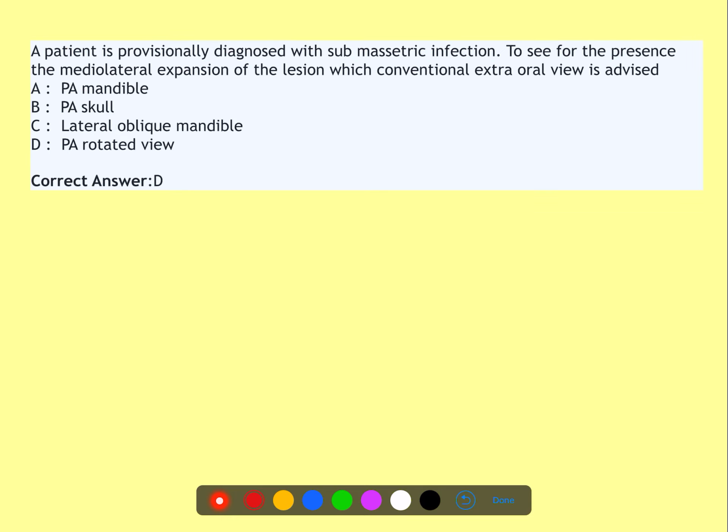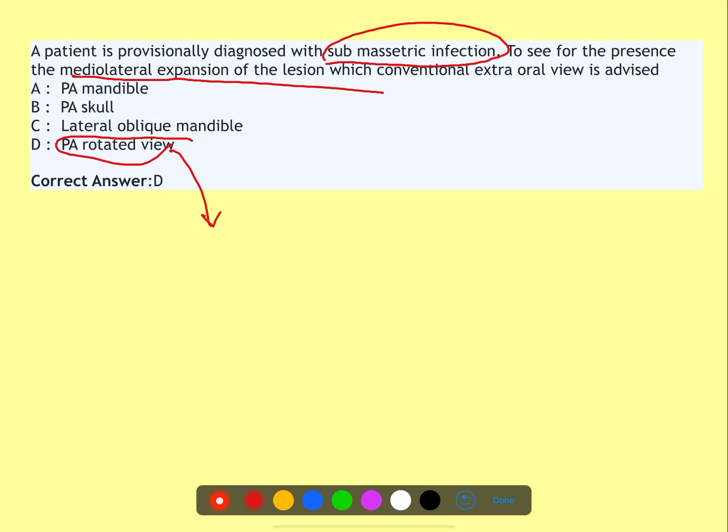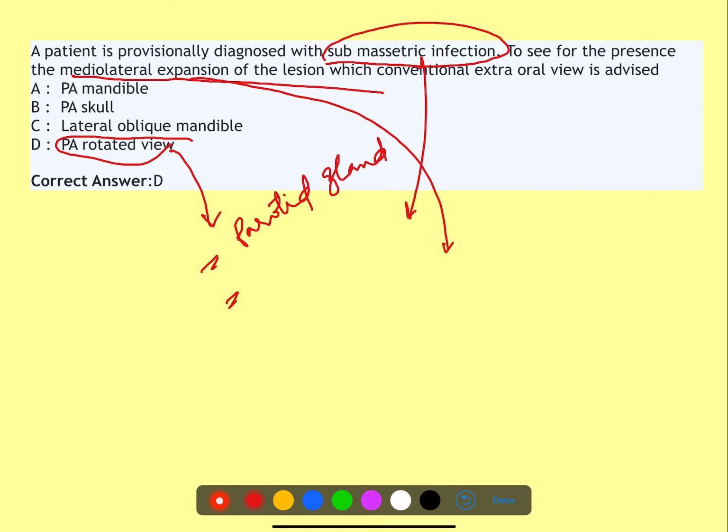A patient is provisionally diagnosed with submesenteric infection. To see the presence of mediolateral expansion of the lesion, which conventional extraoral view is advised? So here the PA rotated view is used for two purposes: for the examination of the parotid gland, and for seeing these submesenteric infections, and also the mediolateral expansion of the lesion. So the option is PA rotated view.